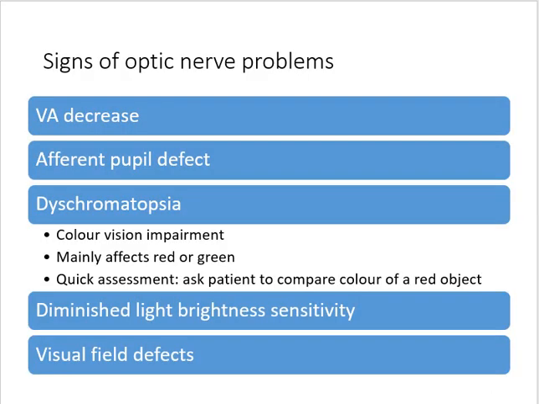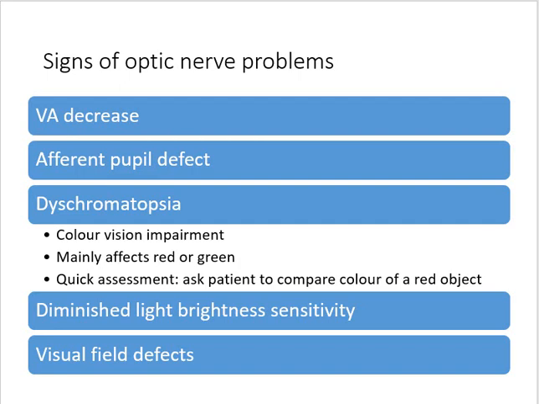There are several signs of optic nerve problems and therefore careful examination and history taking of the patient is essential. So patients might present with decreased visual acuity, an afferent pupil defect, colour vision problems, particularly those affecting the red or green wavelength, and diminished brightness of light and visual field defects.